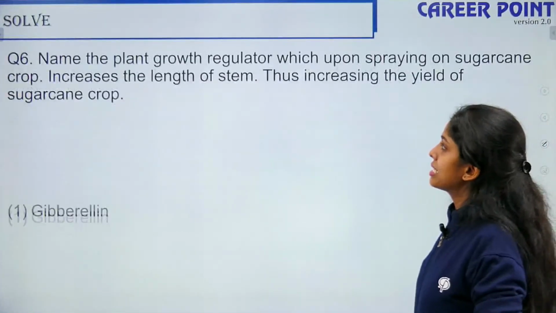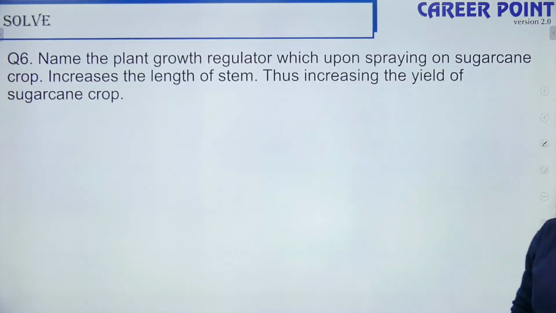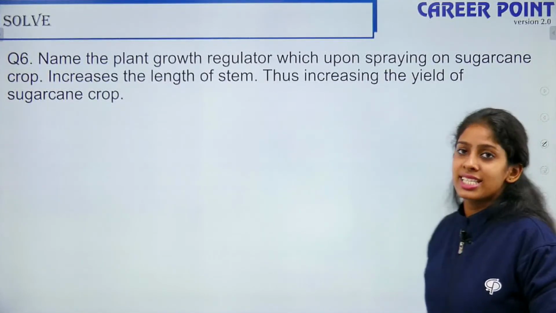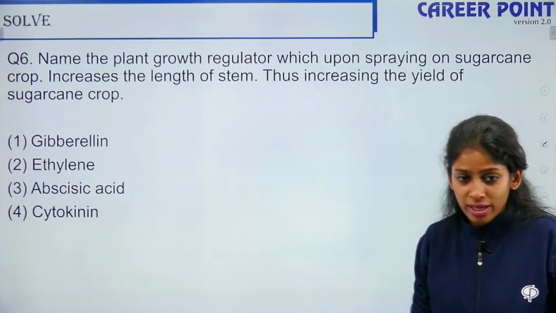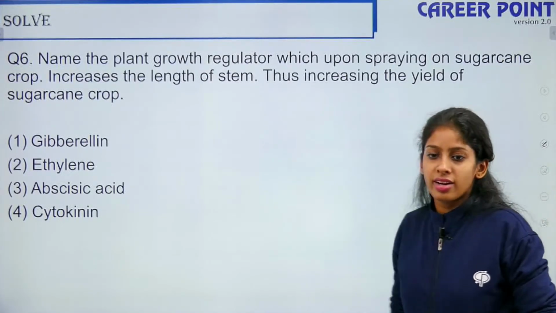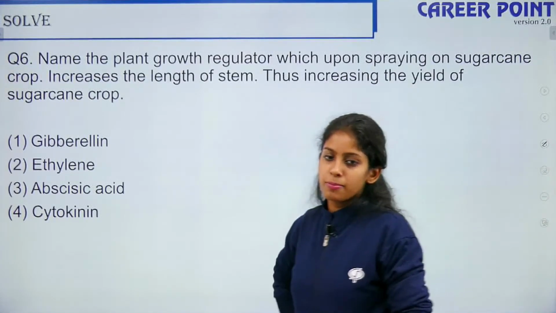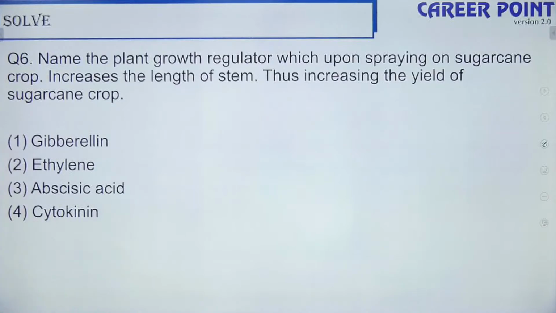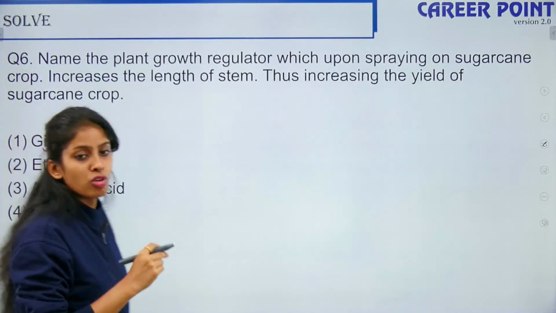Okay, so question 6. Name the plant growth regulator which upon spraying on sugarcane crop increases the length of the stem, thus increasing the yield of sugarcane crop. So there can be no beautiful or easy question than this, right? Yes, what is the right answer? Yes, it is very simple. You don't even have to think. Yes, so it is gibberellins which helps in the elongation of your stem.